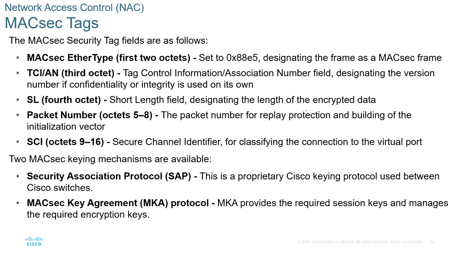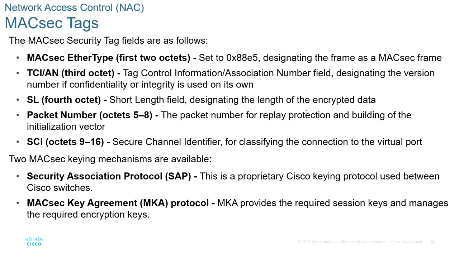So the tag types are things like the ETH type, where the first two octets designate the frame as a MACsec frame. We have a TCI AN in the third octet. It's a tag control information association number. Basically, this designates the version number if confidentiality or integrity is being used on its own. We have an SL, or short length, field in the fourth octet. This is basically designating the length of the encrypted data.